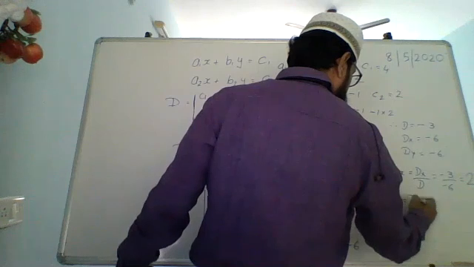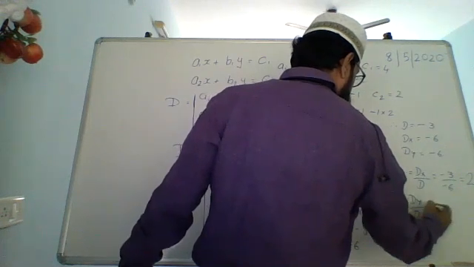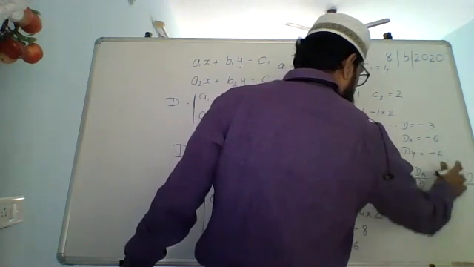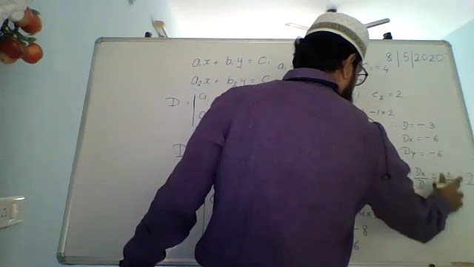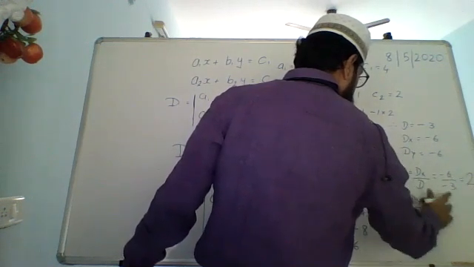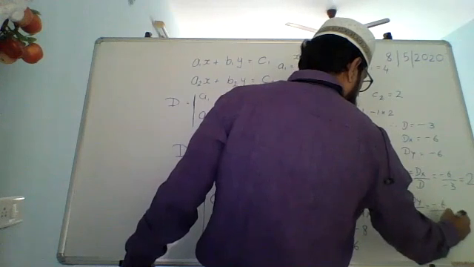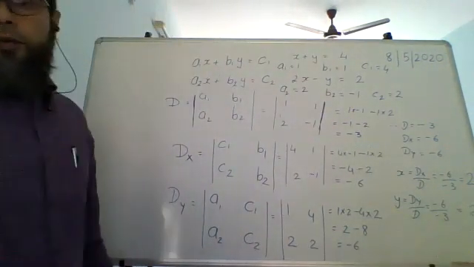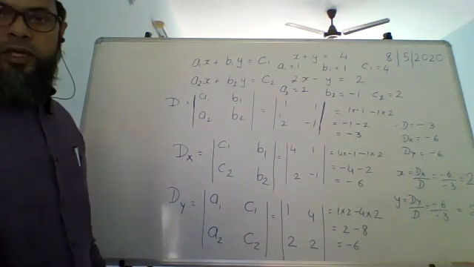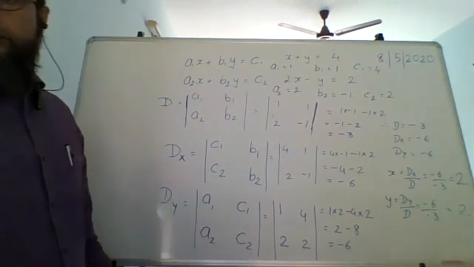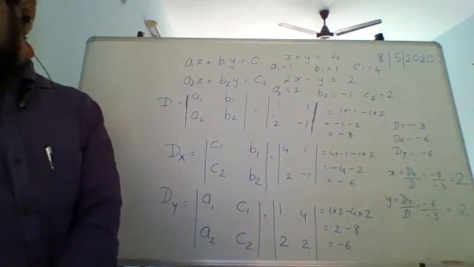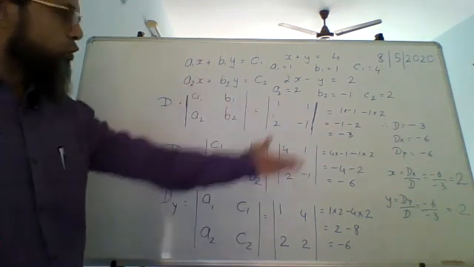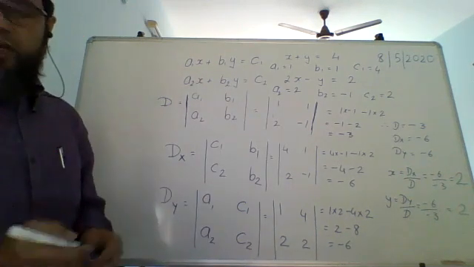Similarly, y is dy upon d, which is minus 6 upon minus 3, which is also equal to 2. And that is what was the answer: 2, 2. Okay. So using Cramer's rule also, we can find out the same thing if we know that.